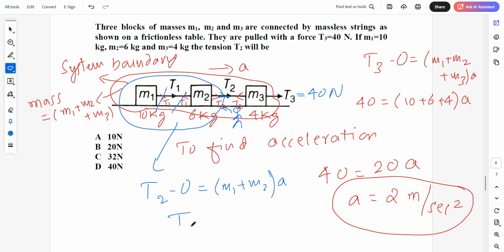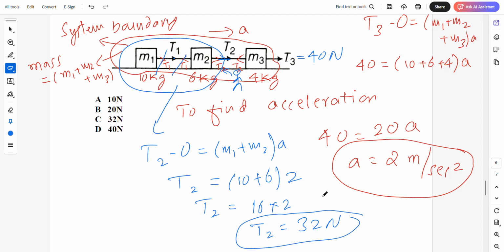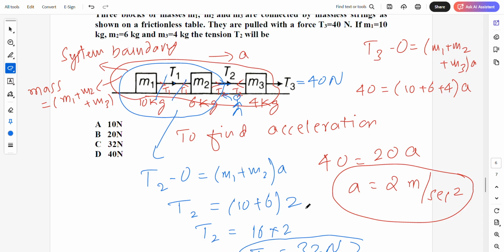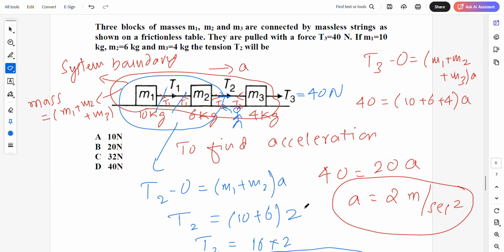Therefore, T2 is equal to M1 plus M2, which is 10 plus 6, into A. A is 2. So 16 into 2 is 32. T2 is equal to 32 newtons we are going to get. 32 Newton is the right answer. What you are supposed to calculate is T2 only. T2 is 32 newtons. Students, hope you understood these problems.